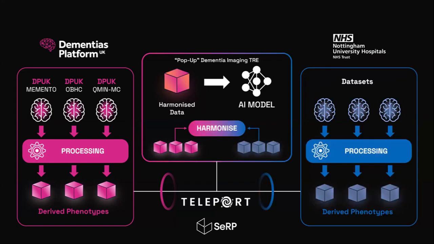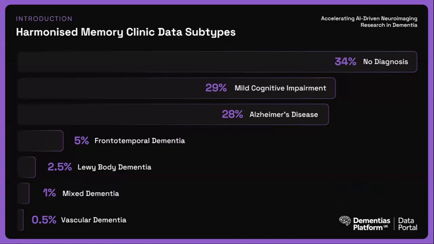And we've also just received funding to do basically the exact same thing with the NHS Nottingham University Hospitals. Being able to federate with other trusted research environments in the UK with the NHS, or also internationally, really allows us to boost the samples that we need for developing AI models. As I say, differentiating between different subtypes is a real challenge.